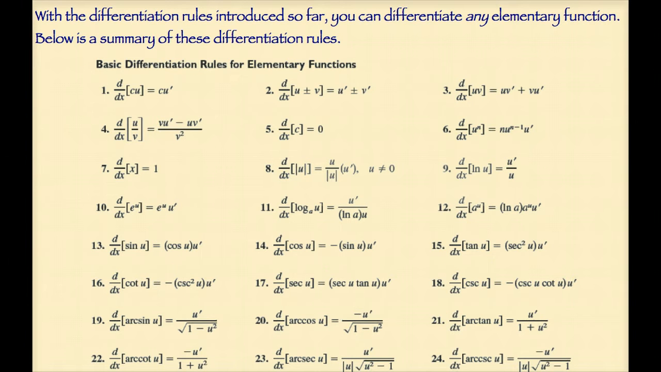With the differentiation rules introduced so far, you can differentiate any elementary function. Below is a summary of these differentiation rules. So let's go back to the beginning. The derivative of a constant times a function u is that constant times the derivative of the function. Here is the sum and difference rule, the product rule, the quotient rule. We learned that the derivative of a constant is 0. Here's our friend the power rule. The derivative of x equals 1. We even learned to take the derivative of an absolute value function, the natural log function, e to the u, and we learned to take derivatives of logarithmic and exponential functions of bases other than e. Here are our 6 trigonometric functions and our 6 inverse trigonometric functions. We've come a long way.